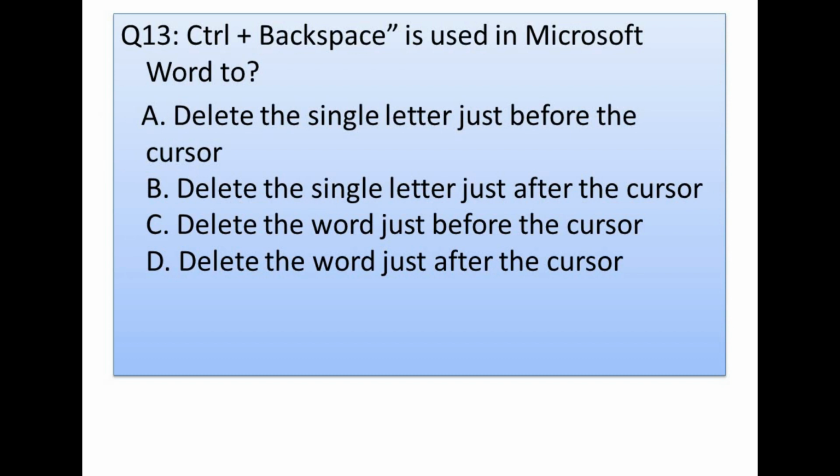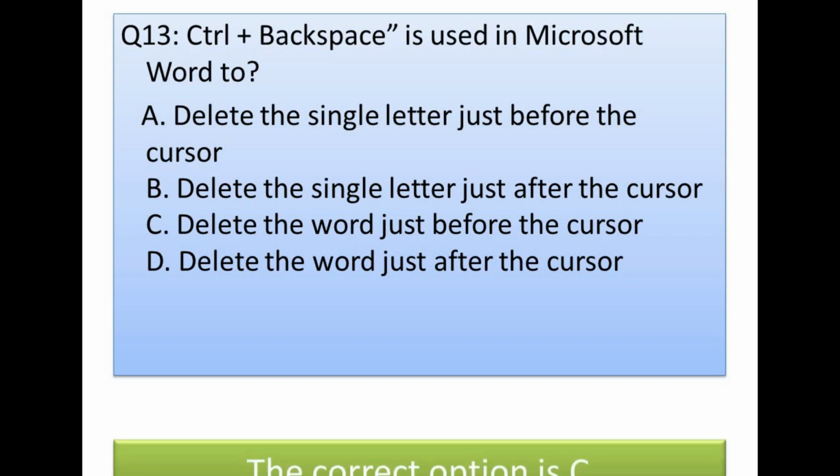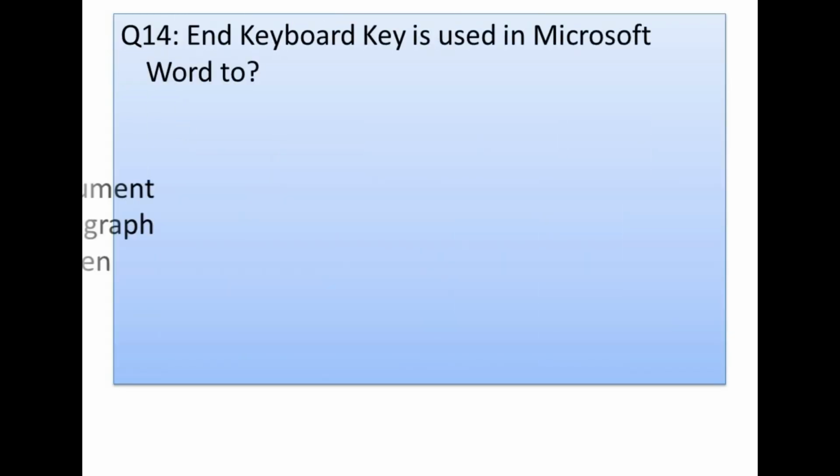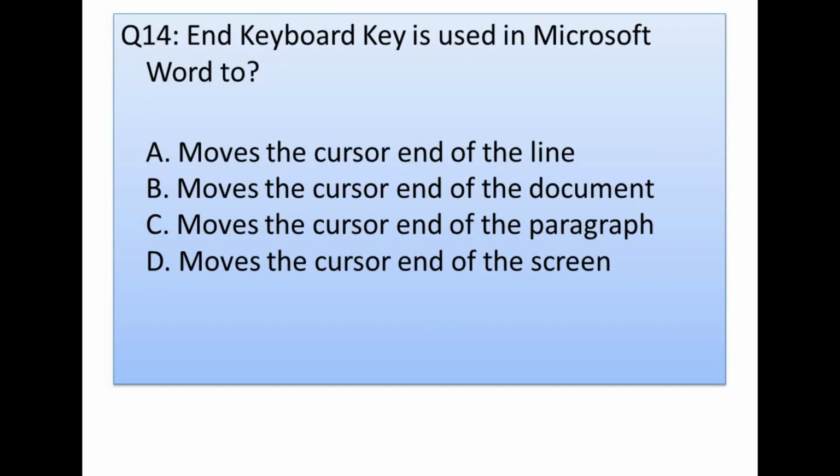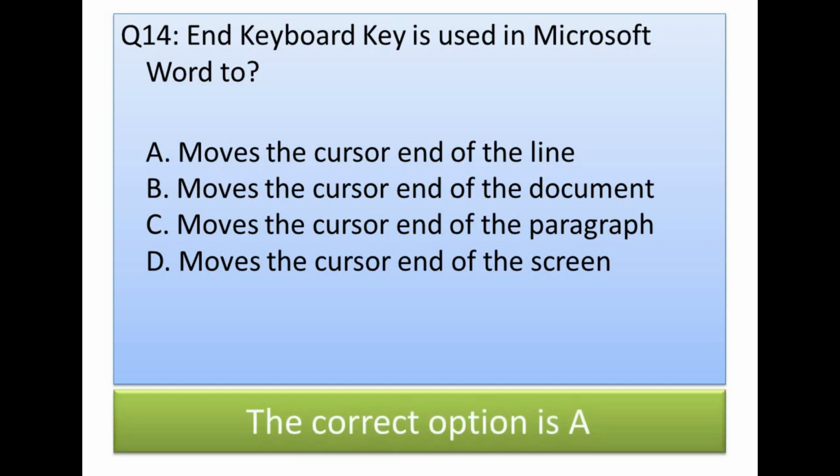Ctrl plus Backspace is used in Microsoft Word to delete the single letter just before the cursor, delete the single letter just after the cursor, delete the word just before the cursor, delete the word just after the cursor. Correct option is C. End keyboard key is used in Microsoft Word to move the cursor end of the line, move the cursor end of the document, move the cursor end of the paragraph, move the cursor end of the screen. Correct option is A.